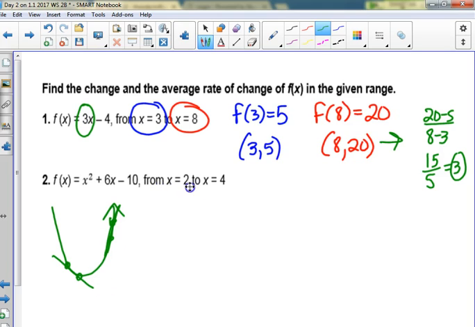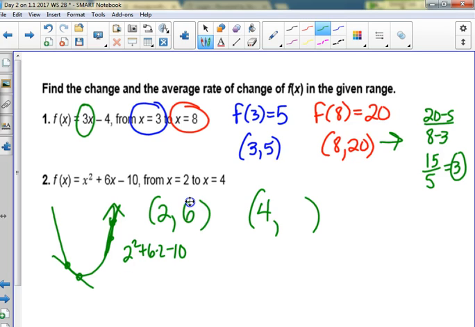All right, so they say from 2 to 4. So we're going to put in a 2 and figure out what happens, and we're going to put in a 4 and figure out what happens. Is it okay if I don't write f of 2? You get what I'm doing? You're just putting those in? Okay. So 2 squared plus 6 times 2 minus 10. Is it 6? Okay. And then if I put a 4 in, I'd have 4 squared plus 6 times 4 minus 10. 6 and 30.